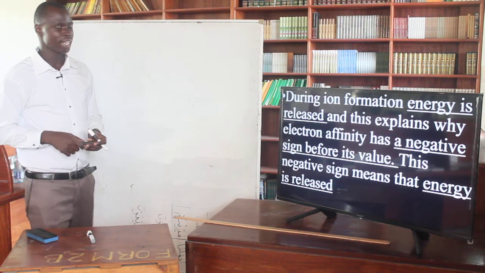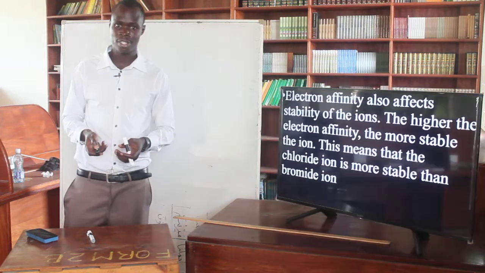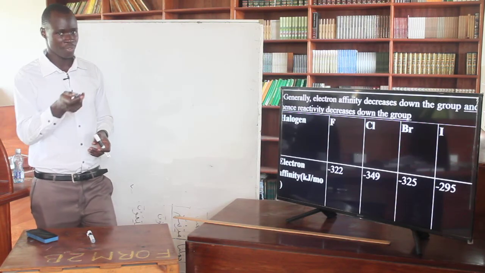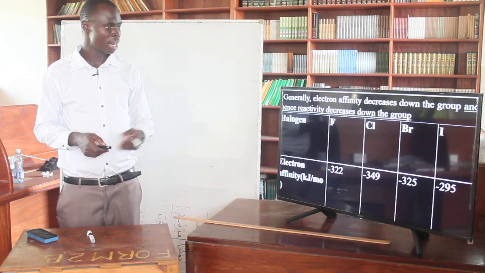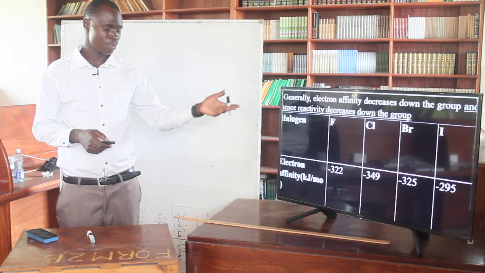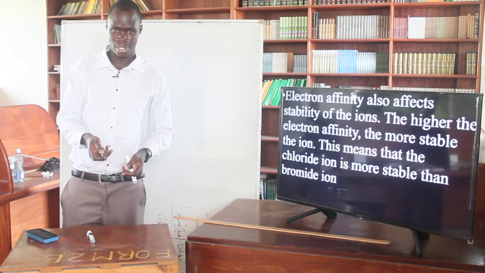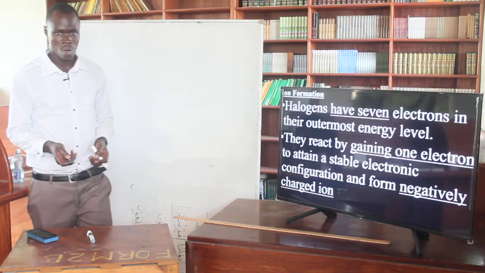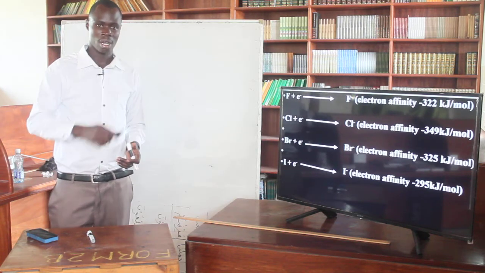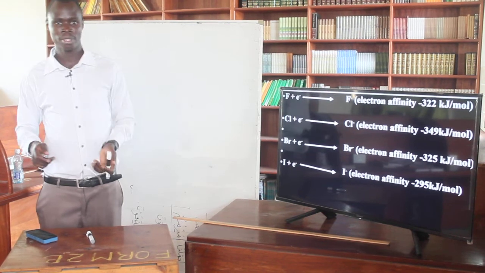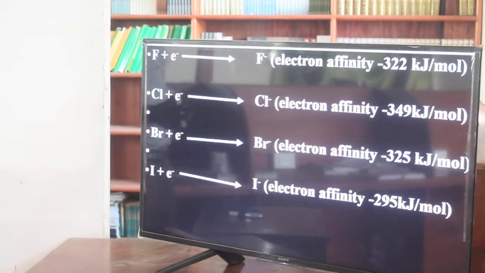During ion formation, we find that energy is released. And if energy is released, that's why if you look at the electron affinity, the sign there is negative. But if you look at ionization energy, the sign is positive because energy is absorbed. But if you look at electron affinity, the sign here is negative. So now, there is fluorine gaining an electron to become that, chlorine gaining an electron to become that, and that is how it's going to be.